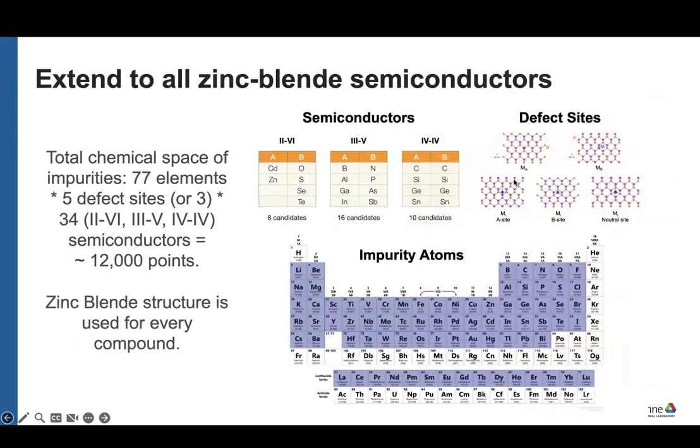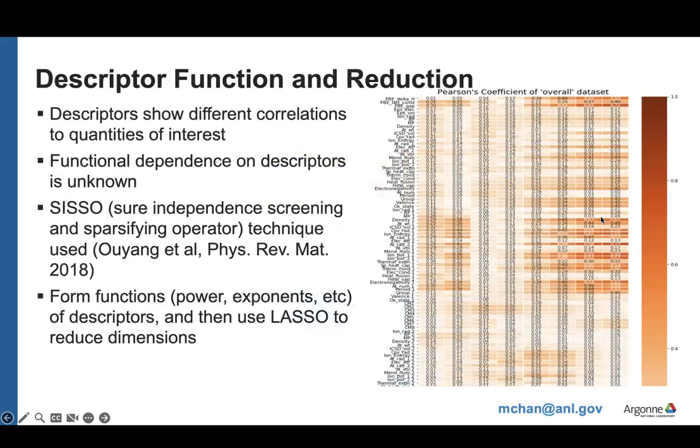We focus on different defect sites, so we fix the defect sites to substitutions and interstitials, different interstitials. And then we do a number of DFT calculations and did the same exercise, correlating the input with the outputs. Here, we did not use unit cell DFT calculations.